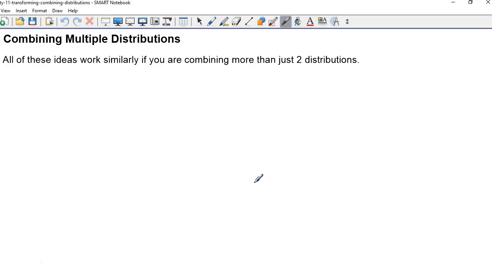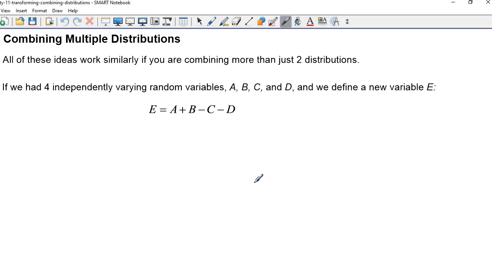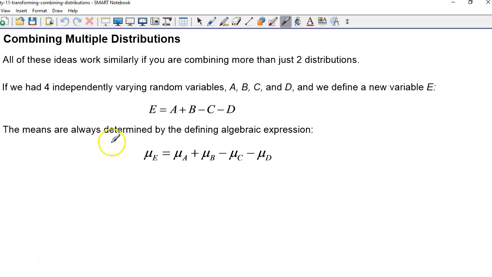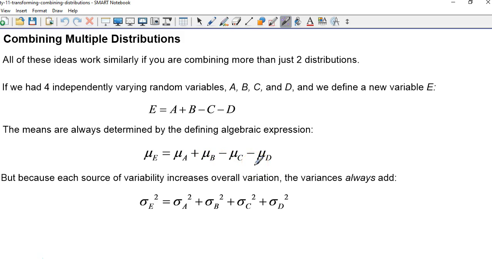Okay, all of these ideas, by the way, work similarly if you're combining more than two distributions. Let's say that we had 4 independently random variables, a, b, c, and d. They all varied, they all had means, they all had standard deviations, but they were all varying independently from each other. We define a new variable e, that's the a variable plus the b variable minus c minus d. So the means are always determined by the defining algebraic expression. So that means the mean of e would be the mean of a plus the mean of b minus the mean of c minus the mean of d. But because each source of variability will increase the overall variation, the variances always add.